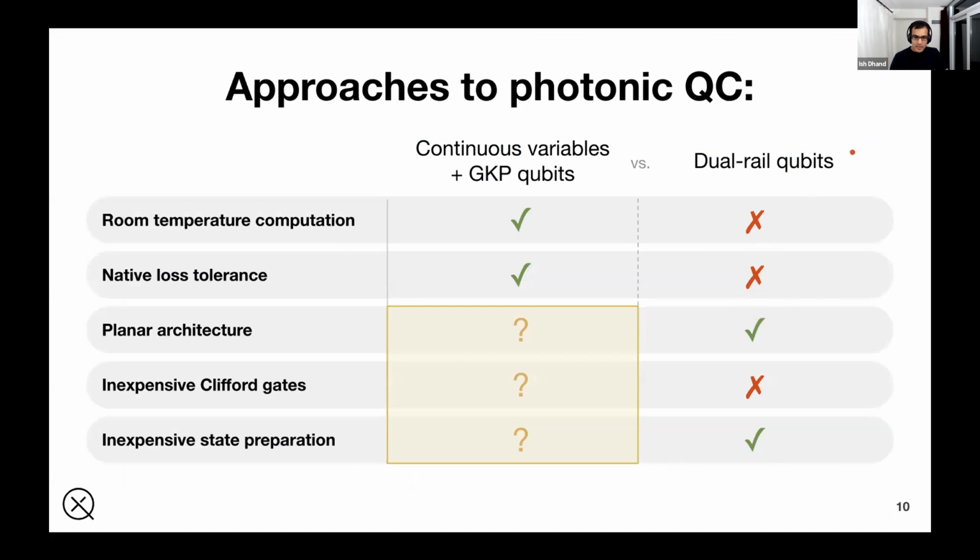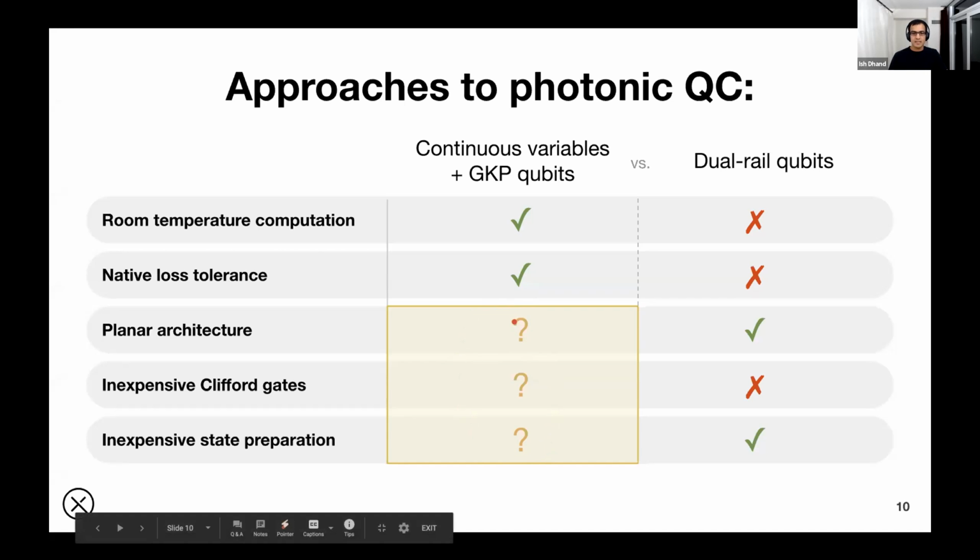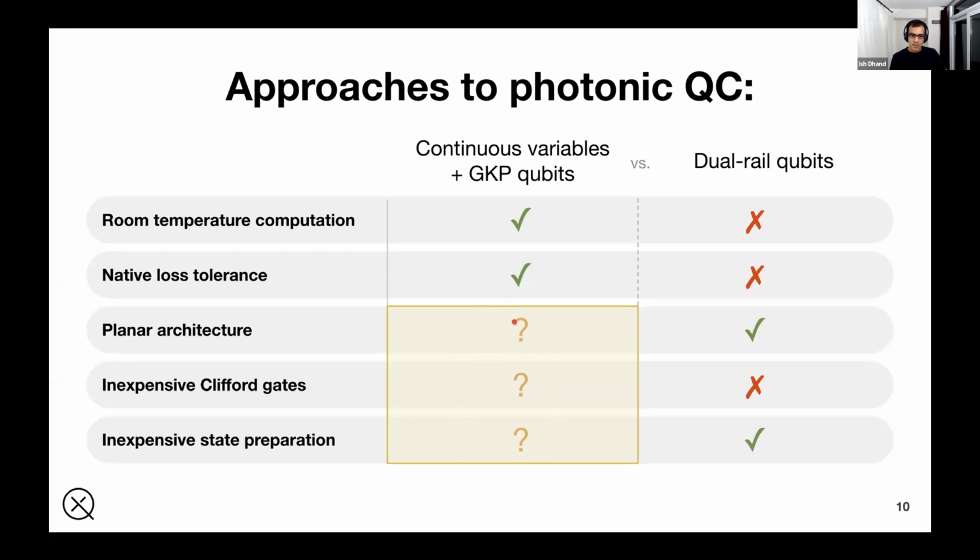okay, so the dual-rail approach versus the CV approach, we have advantages of the CV approach, which are that you can do computation at room temperature. So squeezing, linear optics, delay lines, homodyne detection, this is all room temperature. So you can do room temperature computation. You have native loss tolerance thanks to GKP qubits. But there were still some challenges in using the CV GKP approach. So these were the challenges that we set out to overcome, and that's what the architecture is about.